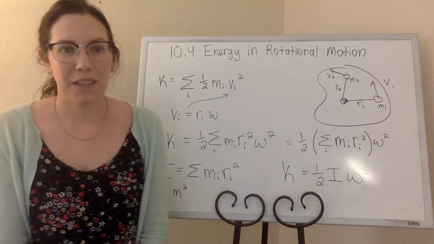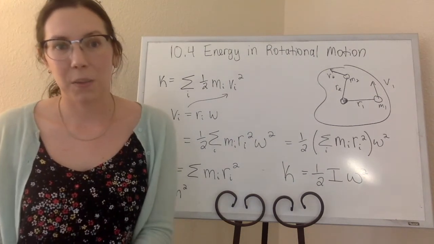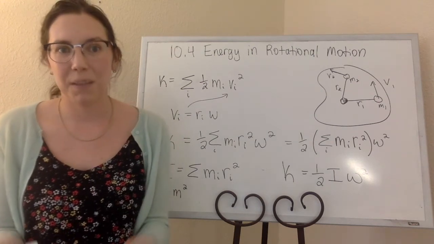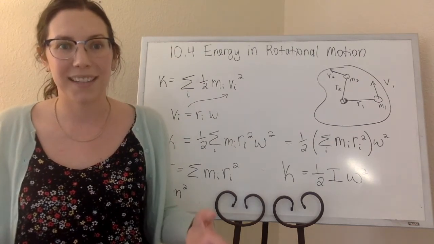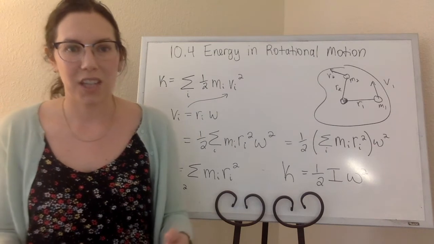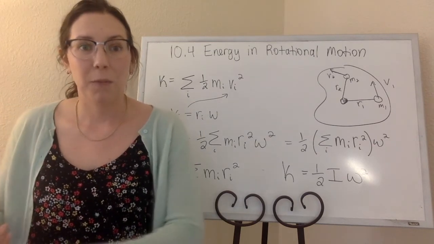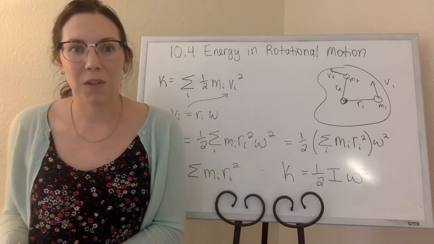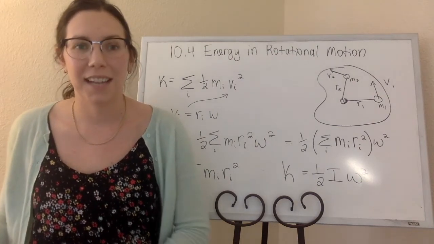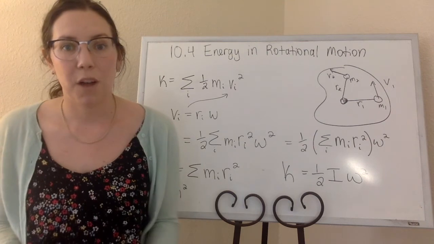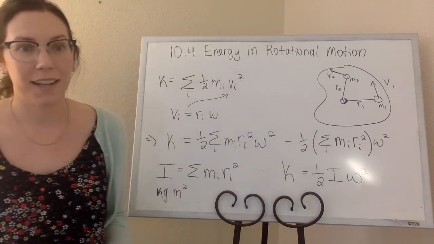So this moment of inertia is a rotational mass equivalent. It often takes the place where mass would be in our linear quantities. And it is a measure of inertia. So an object with a higher moment of inertia would resist changes to its rotational motion. It would be harder to push it and set it into rotation than it would be for an object with a lower moment of inertia.